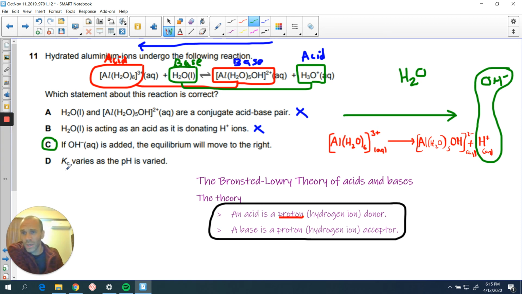Okay, final point here, point D. This is obviously incorrect now that we know the answer is C. Kc will not change. In other words, this is the equilibrium constant. This is the value for the equilibrium constant. Now, the only thing that is going to change the equilibrium constant is changes in temperature. It's probably best just to learn that. So Kc is only going to change as a result of temperature changes. So that's why D would be wrong.